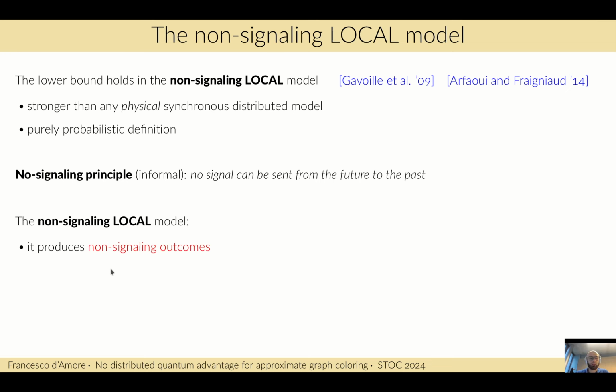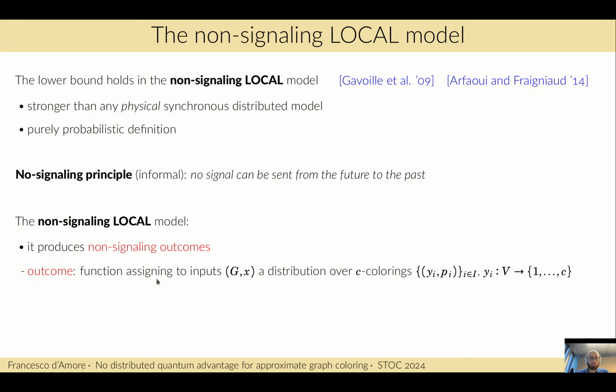And formally, we say that the non-signaling local model produces non-signaling outcomes. An outcome is just a function assigned to an input graph with some input parameter x, a distribution over solutions, in our case C-colorings, represented as a family of pairs (yi, pi) where yi is just a coloring and pi is the probability that the coloring occurs. Of course, the sum of the pi's must be 1.